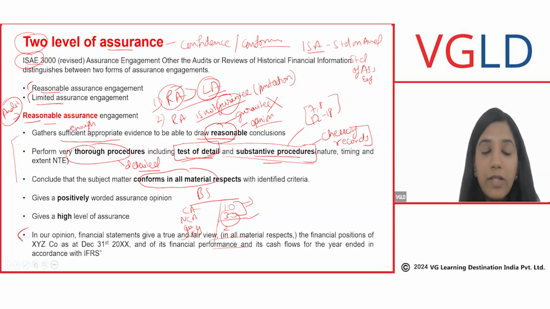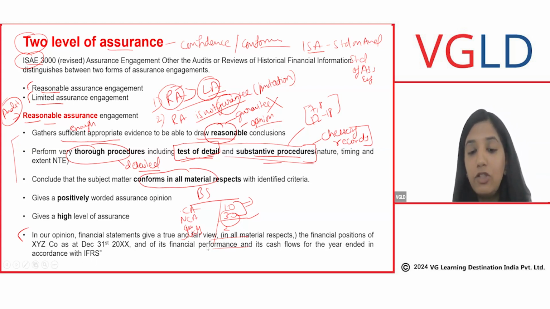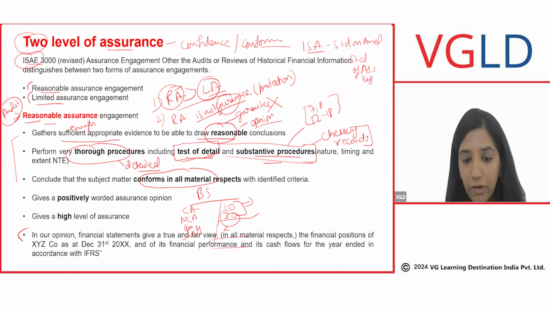Okay, so what will your opinion look like? In our opinion, financial statements give a true and fair view. How will you write your opinion? As per me, the financial statements that I have checked are true and fair. Now, what would true and fair be? How do you define true and fair?